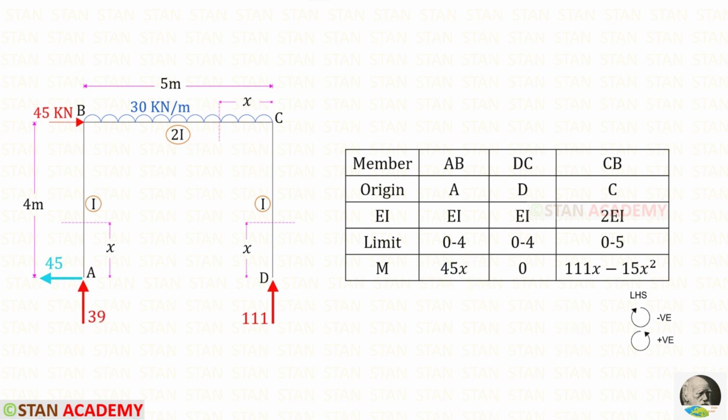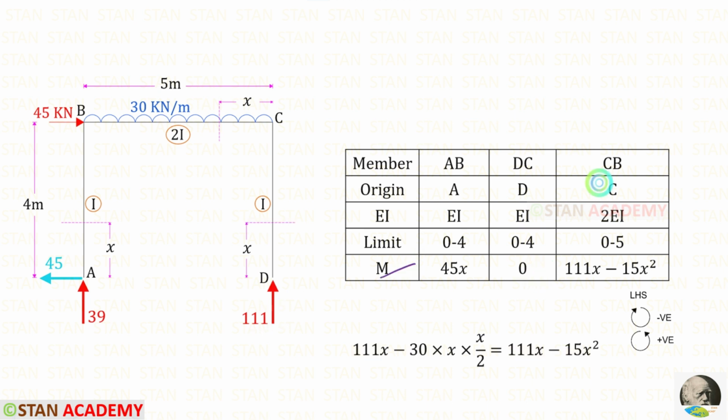To find the moments in these two sections, we can use the left-hand side rule. Let us find the moment in DC. Up to the section, we have only the vertical reaction VD. For this, there is no perpendicular distance, so we should not consider it. In this case, the moment will be 0.